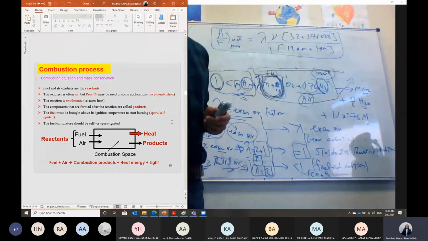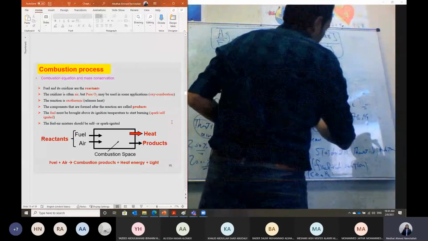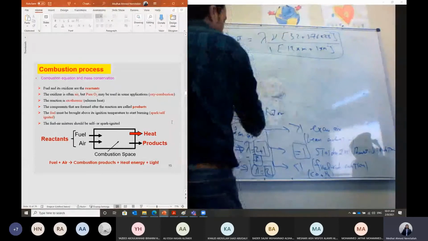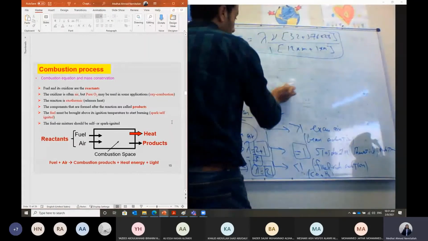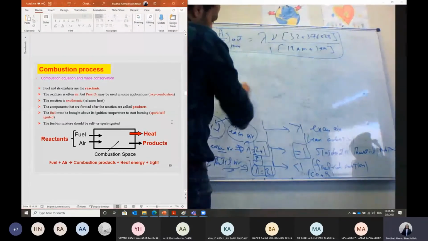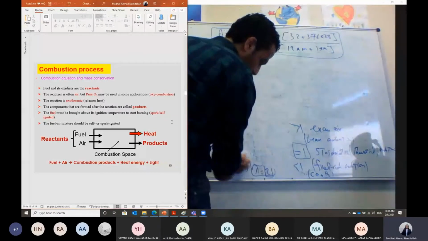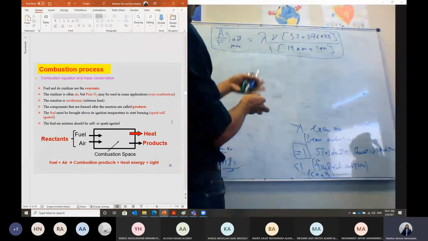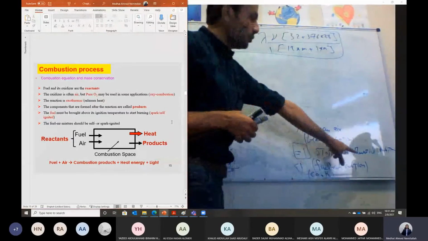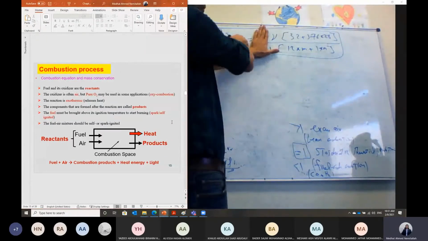But what is the difference, Shabab, between the theoretical and the actual air to fuel ratio? If we divide the actual air to fuel ratio by the theoretical air to fuel ratio, it will be what, Shabab? The excess air factor. Exactly. So the theoretical air to fuel ratio is the same equation, but with lambda equal to 1. If lambda is equal to 1, we call it stoichiometric or theoretical combustion, and in this case the air to fuel ratio is the theoretical air to fuel ratio.